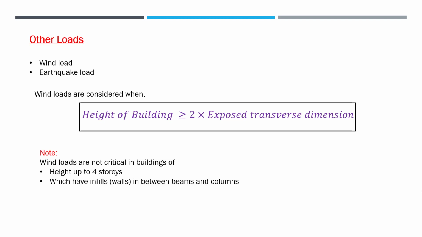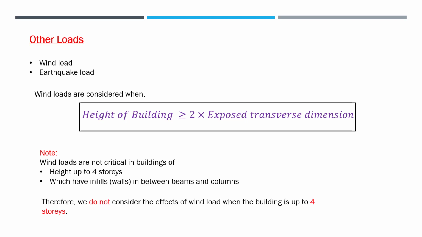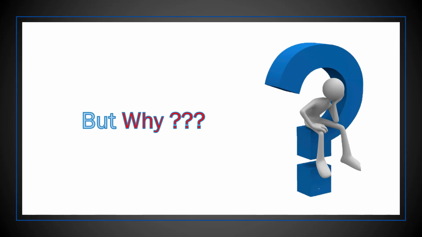Moving back to our discussion, wind loads are not critical in buildings of height up to 4 stories which have infills in both directions in between columns and beams. Therefore, we do not consider the wind load effects when we are working on buildings up to 4 stories. But why? This is one of the interesting questions. I will discuss this in the next slide, but before that, let us work on the critical load combinations.